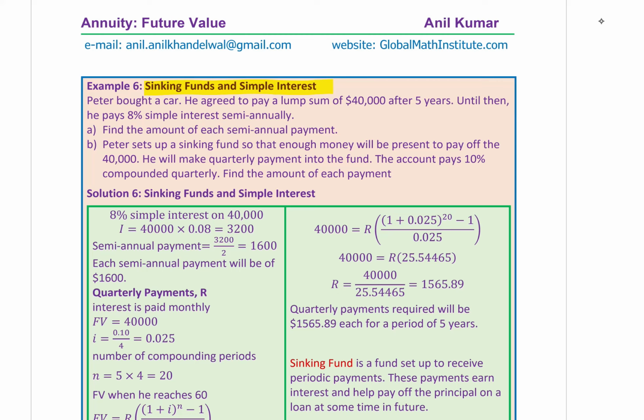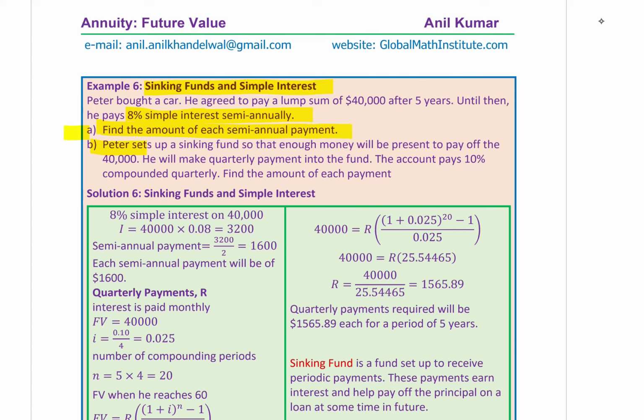Peter bought a car. He agreed to pay a lump sum of 40,000 after 5 years. Until then, he pays 8% simple interest semi-annually, right? So for 5 years, he's paying only a simple interest of 8% on 40,000. The 40,000 will actually be paid after 5 years, correct? So that is the question. Now what you need to find is A, the amount of each semi-annual payment.